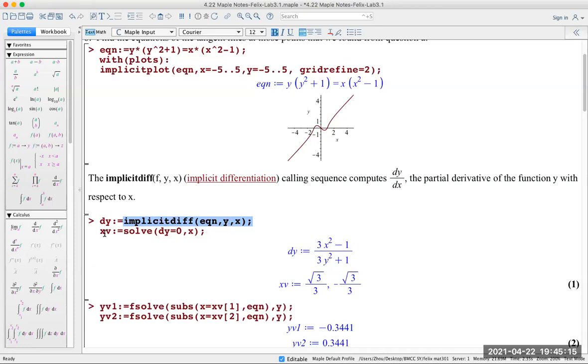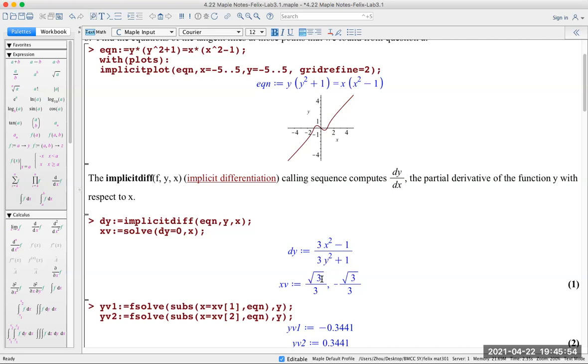Okay, and then we want to find the critical value when the derivative equals 0. Sorry, let me take it back. So I want to find the x value when the derivative equals 0. We all know when the derivative equals 0, that means the slope of the tangent is equal to 0. In other words, that's the horizontal tangent line. That's the slope for the horizontal tangent line. Okay, so solve dy equals 0, comma x.